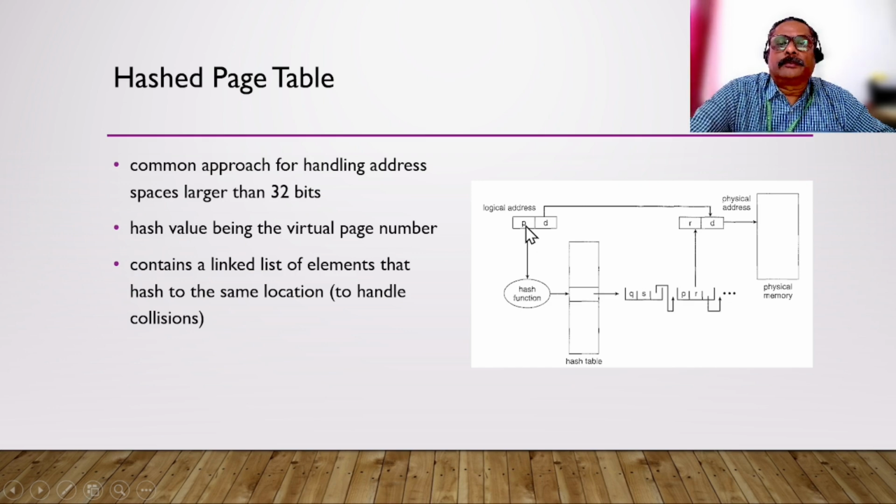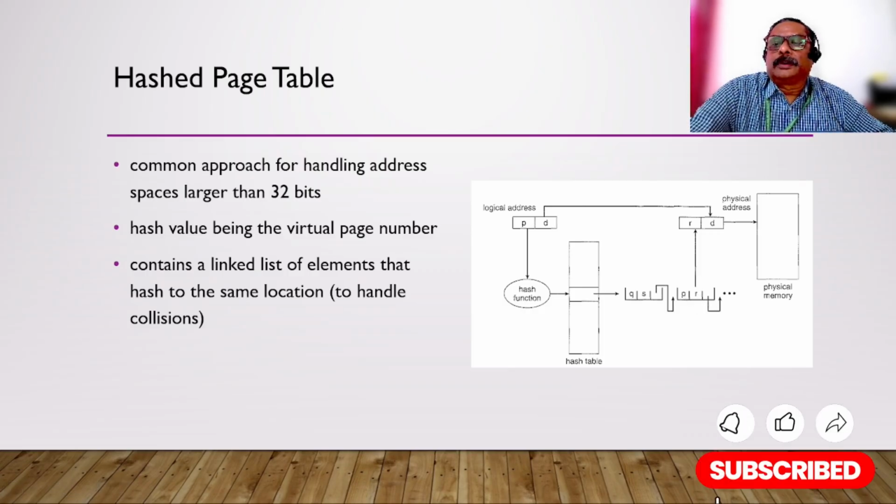So what are we looking for? We are looking for P, and we get this particular index in the hash table, and after that index we get a linked list. The first element is Q, then so on, then we have P here. Yes, we got a P. Where is P located? P is located in frame number R, and Q is located in frame S. So R comes out as the frame number, and D we get from the displacement, and together they finally create the physical address.